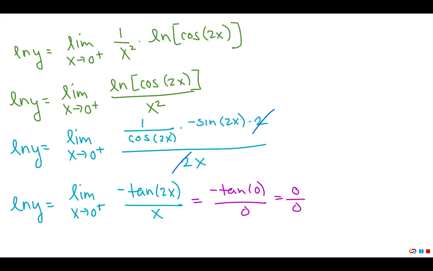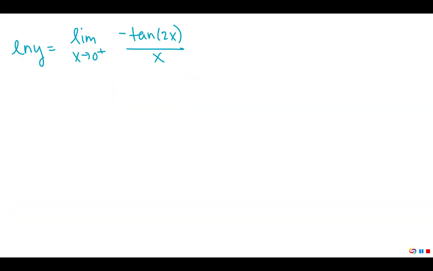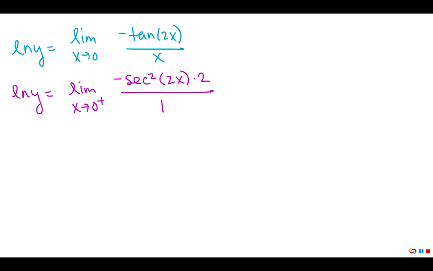It's still indeterminate. So what does that mean? What do we have to do? That means we have to use L'Hopital's rule again, a second time. So we've got this limit as x goes to 0 from the right of negative tangent of 2x over x. I'm going to take the derivative of the top. I'm going to use the chain rule on that. Derivative of tangent is secant squared. So I'm going to get a negative secant squared of 2x. The inside function is the 2x, so times 2. And then we just have an x on the bottom, and the derivative of x is 1.